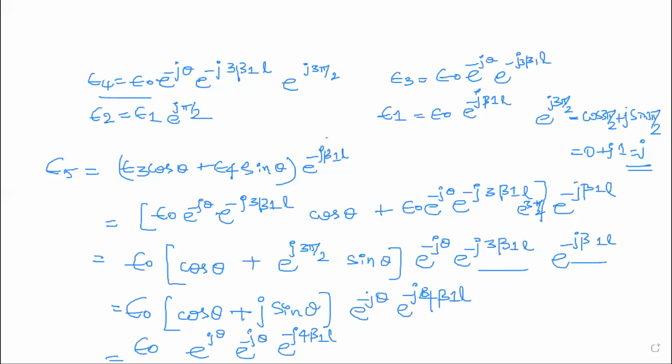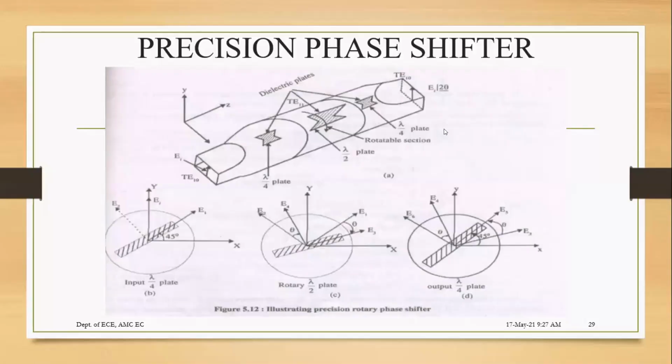So now you need to write the equation for E6. If you check the precision phase shifter, the next term we'll be writing is for E6. E6 will have E4 cos theta as well as E5 sin theta.